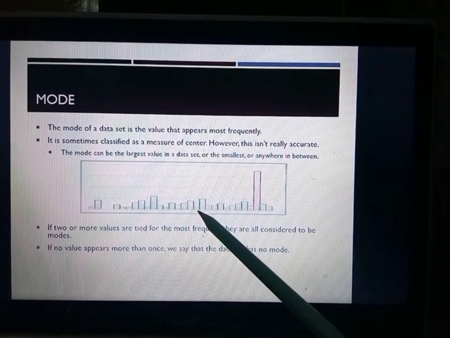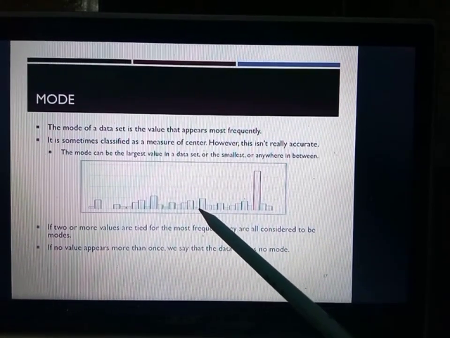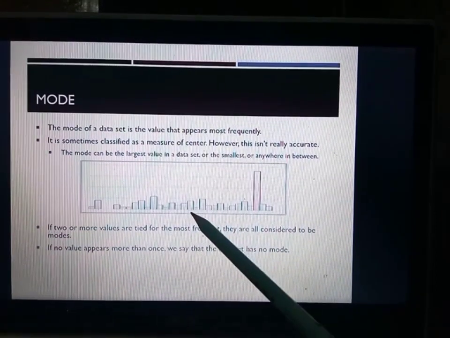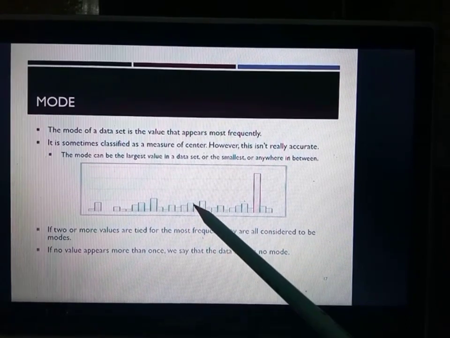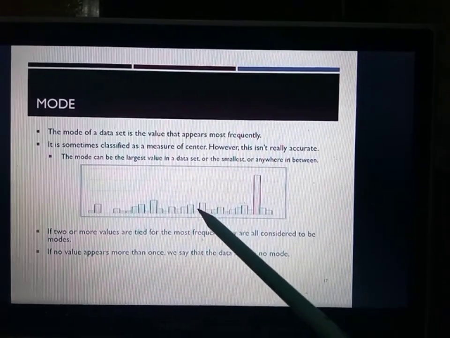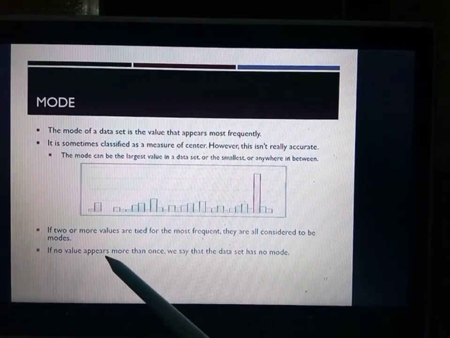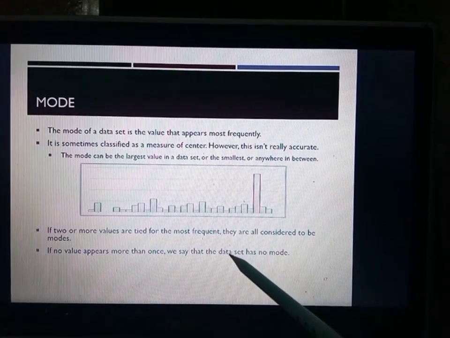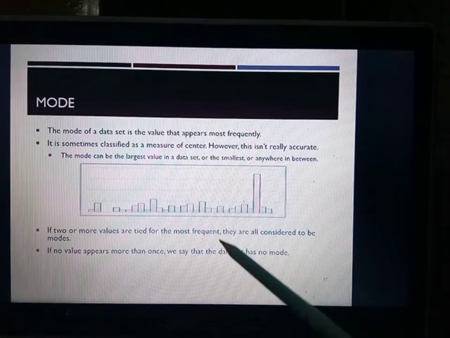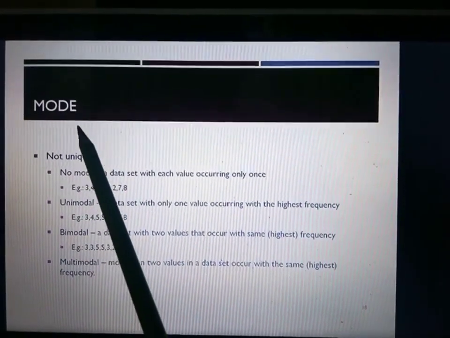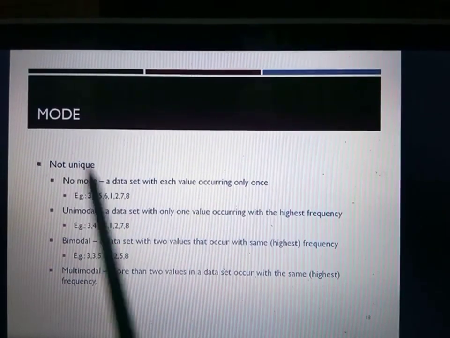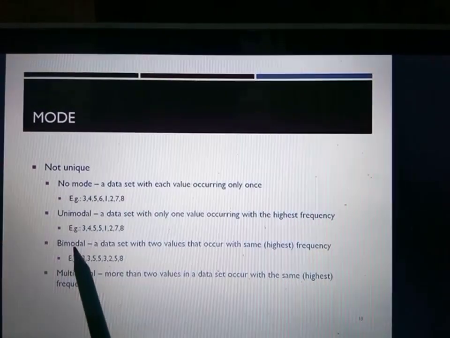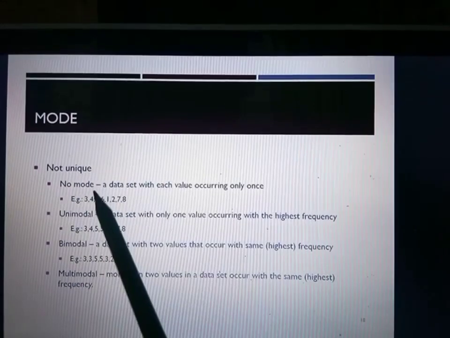Kalau kita ada banyak data yang value yang appear sama banyak, sama frequent, so mode tu boleh jadi lebih daripada satu. As long as data tu yang paling banyak sekali appear dalam sampling ataupun population. If no value appears more than once, we say that the data set has no mode. So sampel kita juga boleh jadi tak ada mode. So these are types of mode. The mode is said to be not unique, because it has many types of modes.